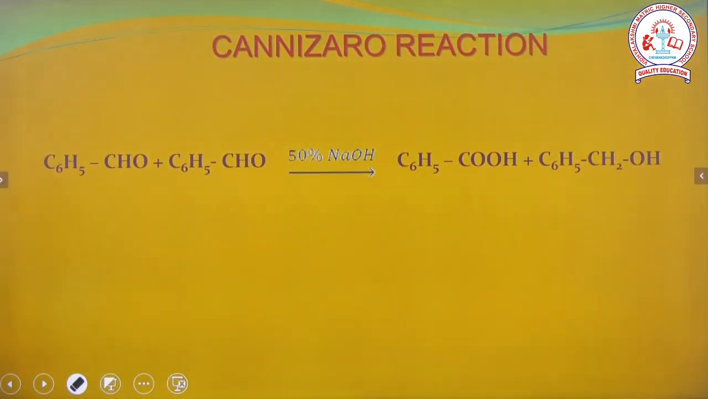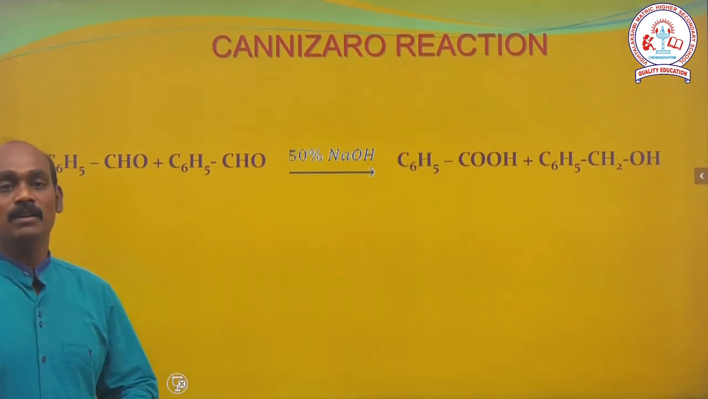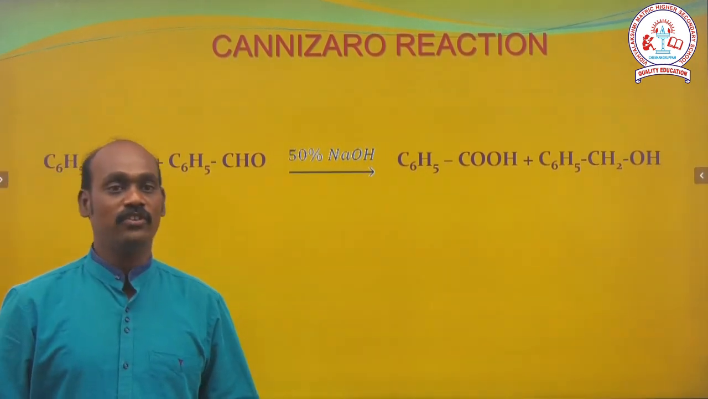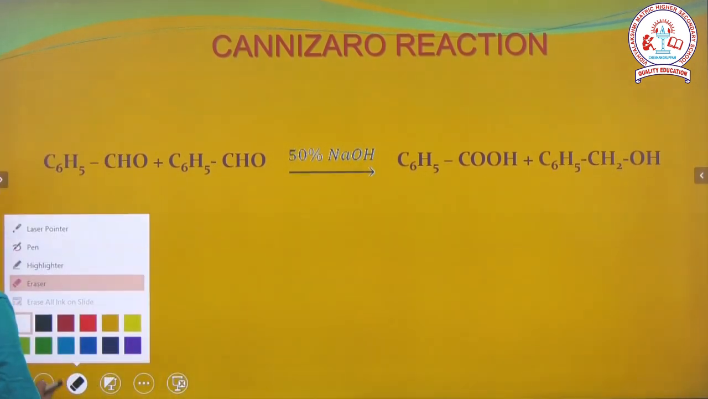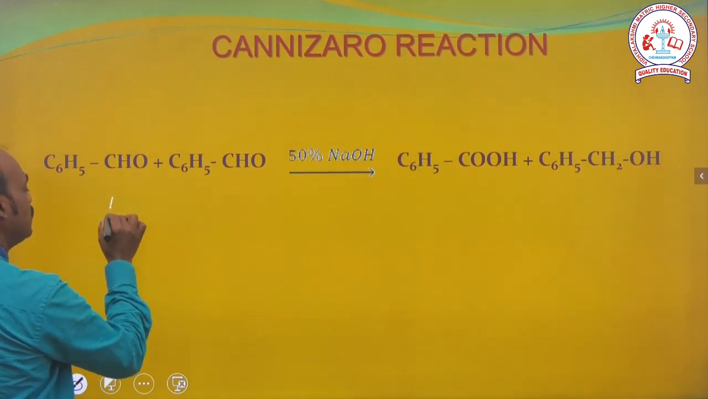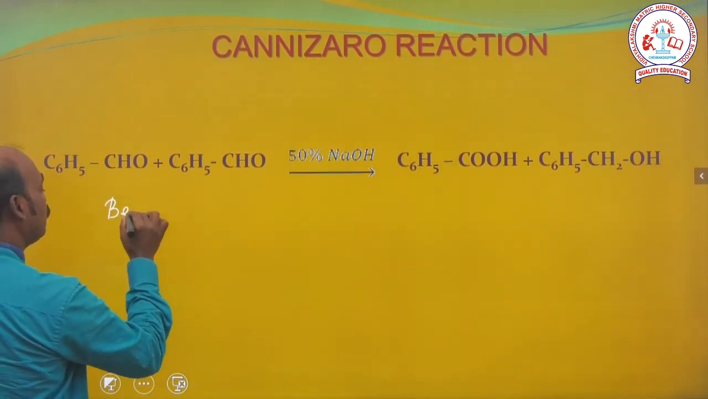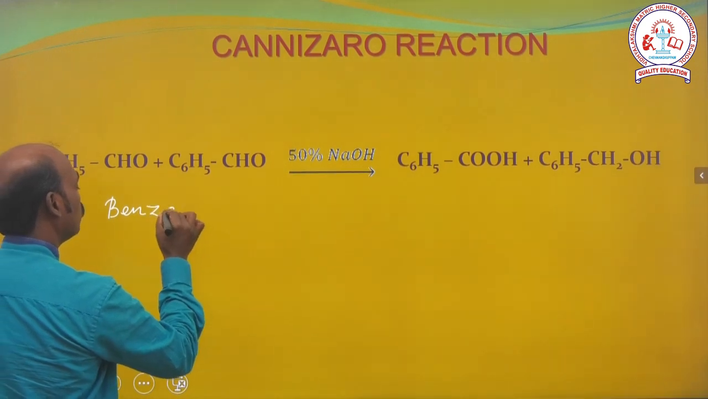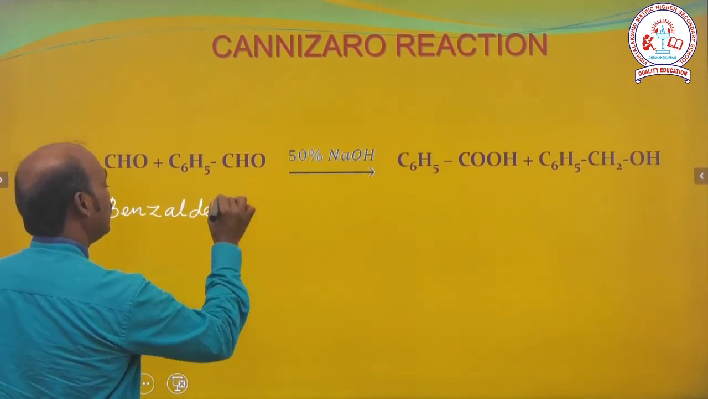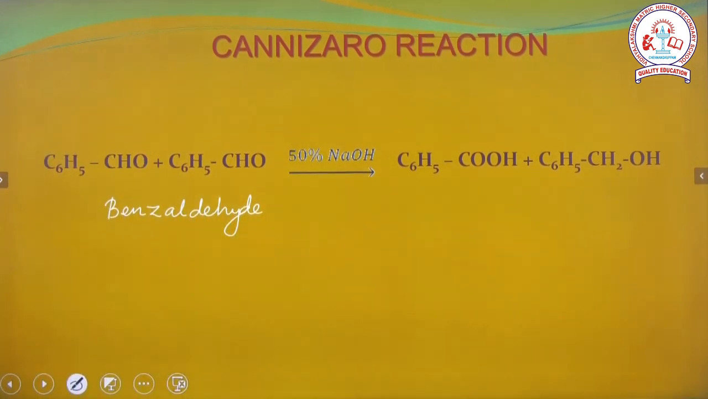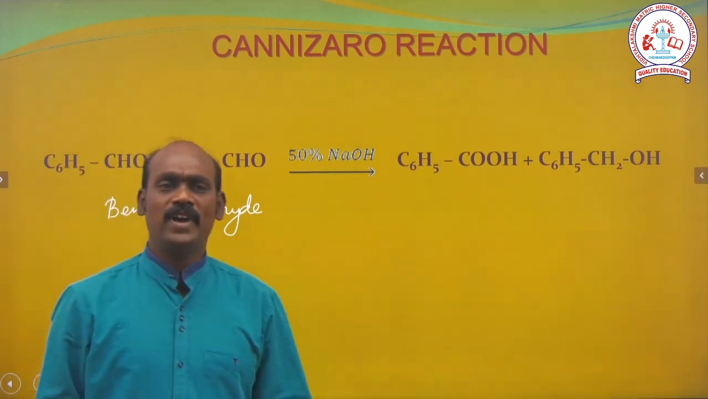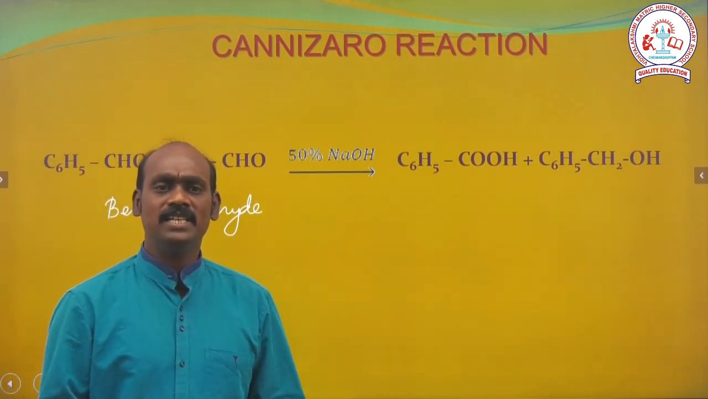First of all, we can write the mechanism for the simple Cannizzaro reaction. Let us take benzaldehyde. Here we take two molecules of benzaldehyde. What is the formula for benzaldehyde? C6H5CHO. Benzaldehyde does not contain alpha hydrogen. We know what alpha hydrogen is. It is the hydrogen present at the alpha carbon.